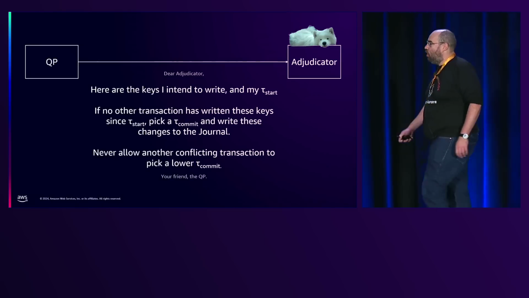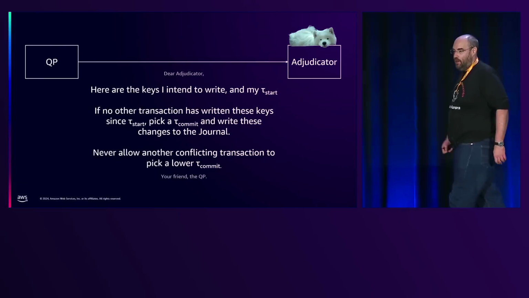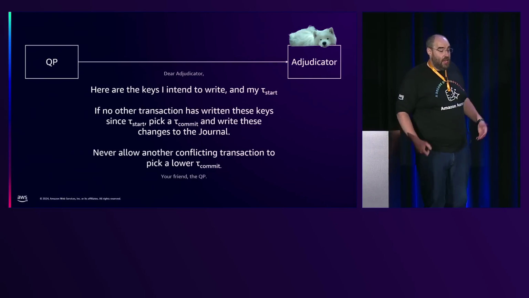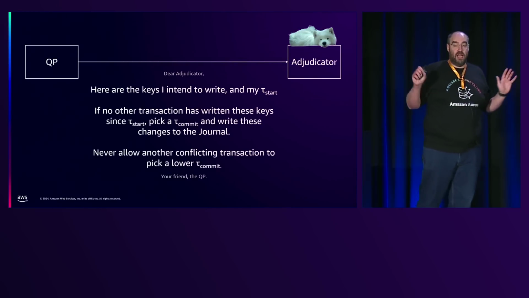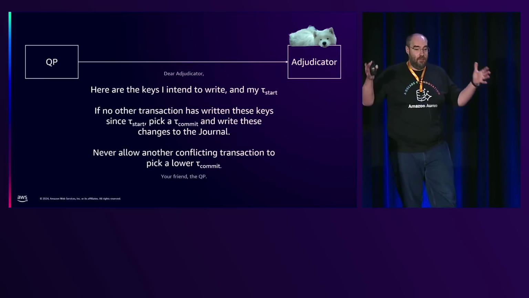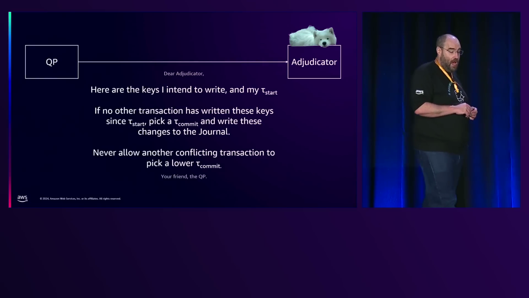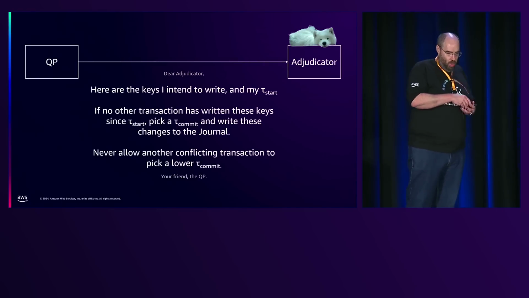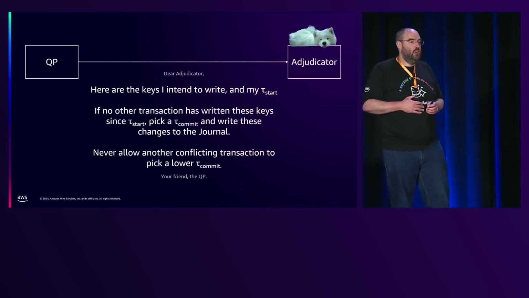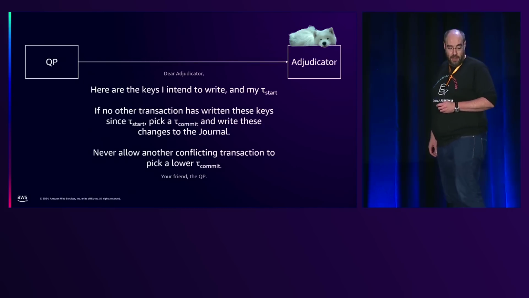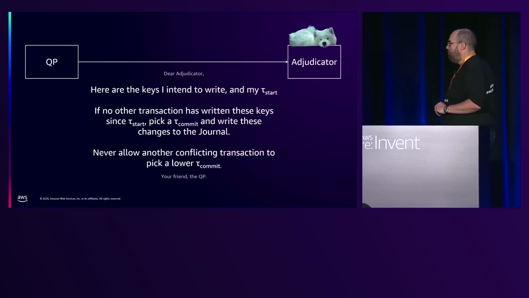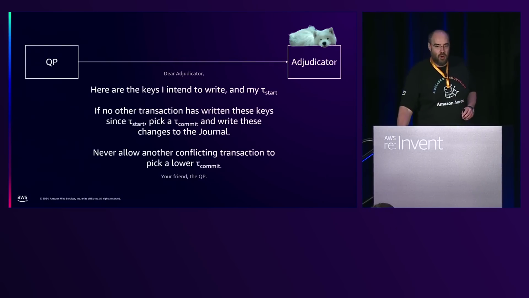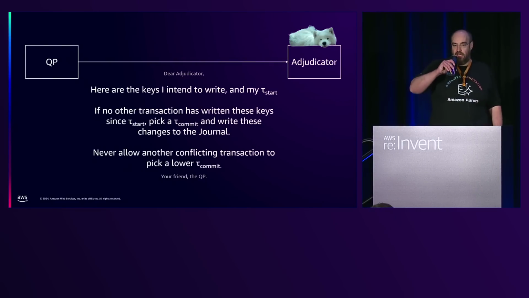And so this is the contract that we have with the adjudicator. At commit time, we say, hey, adjudicator, here are the keys I intend to write. If no other transaction has written these same keys inside my transaction window, then pick a commit time and write this transaction to the journal along with its commit time. Oh, and by the way, from now on, if you commit this transaction, you are never allowed to pick a lower tcommit.